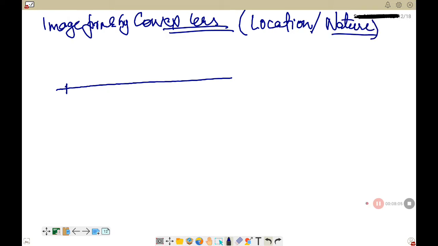Let me erase this diagram first. Why are we drawing the ray diagram? It is to know the location of the image and the nature, what kind of image is going to be formed. So that is our main motive to draw the ray diagram.